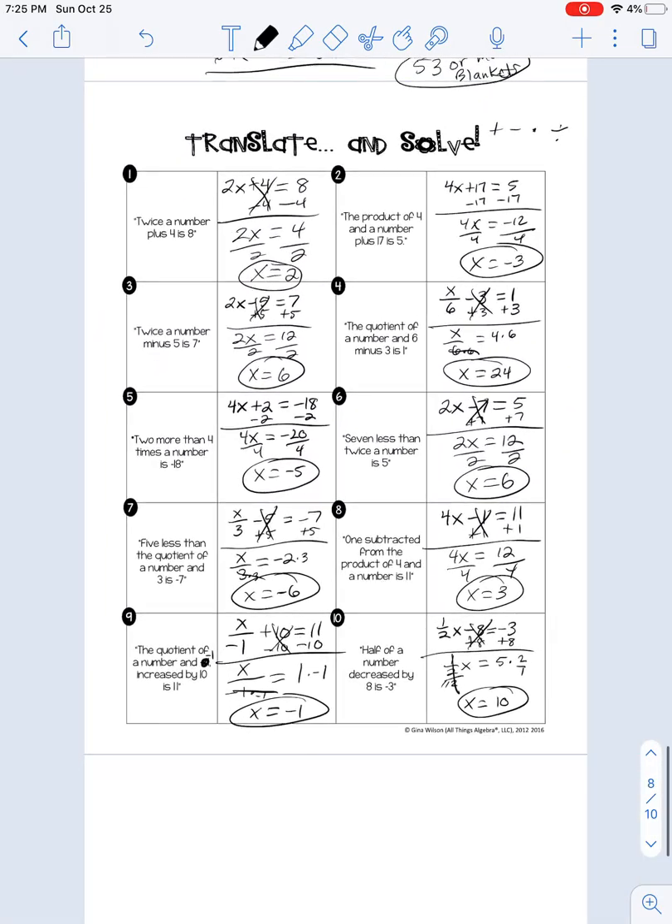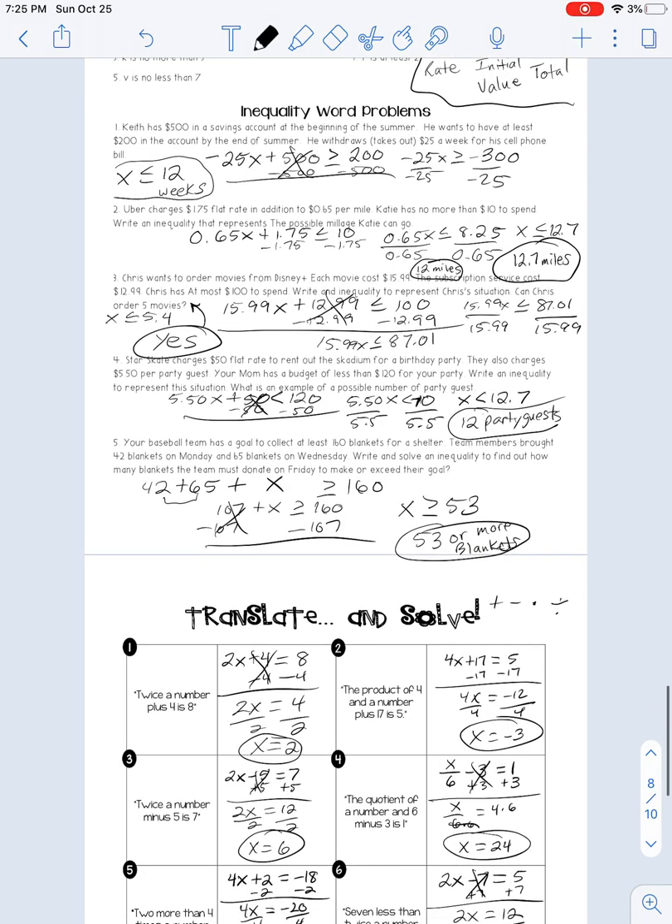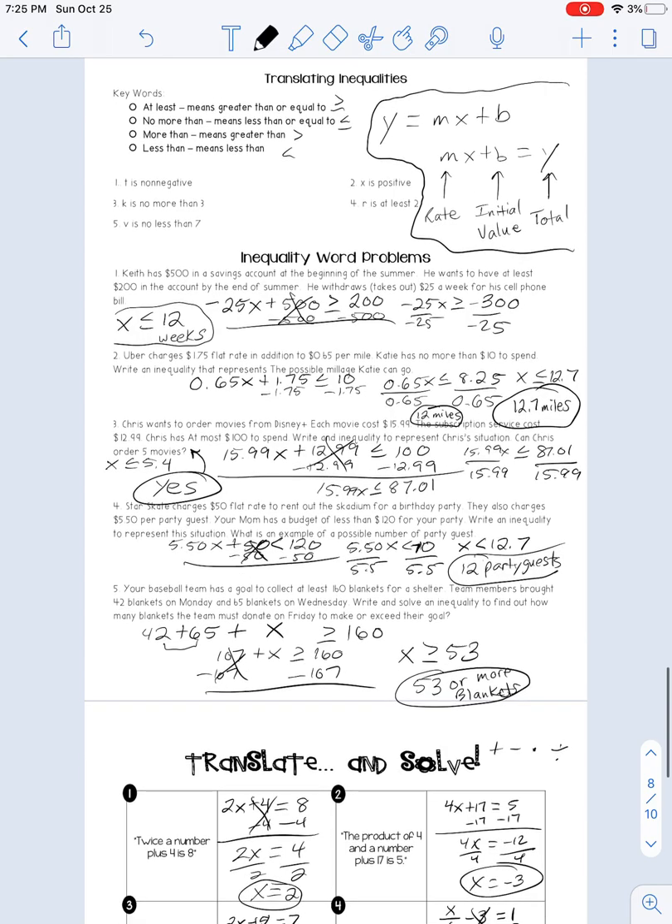So here is your translate and solve at a glance. Here's your word problems at a glance. And that would be translating inequalities.